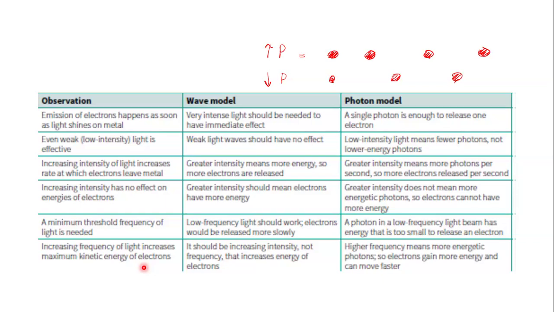So threshold frequency is equal to the work function. So at threshold frequency, we are just giving the bare minimum energy for the electrons to escape. We're not giving the excess energy for them to also gain kinetic energy.